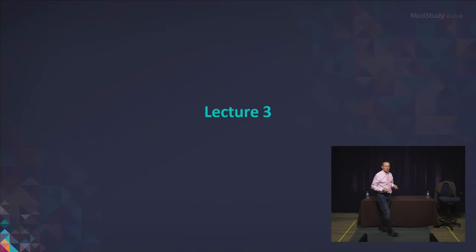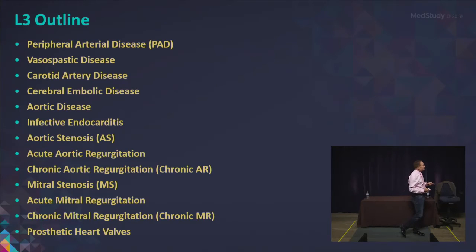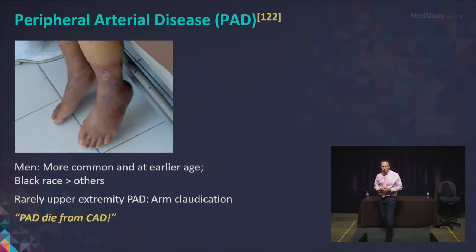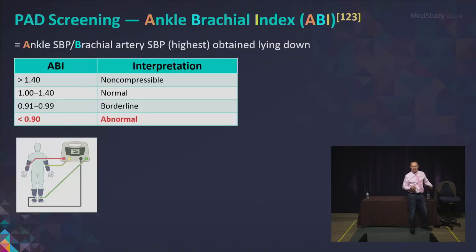So in this lecture, we're going to be talking about peripheral arterial disease as well as some other embolic disease and the valvular diseases. So peripheral arterial disease, the mantra here, guys and girls, is PAD, die from CAD. Repeat and augment. PAD, die from CAD. Okay, you guys need to get your coffees going or something. It's more common in men, and as I said, when you see PAD, you should think CAD in these individuals.